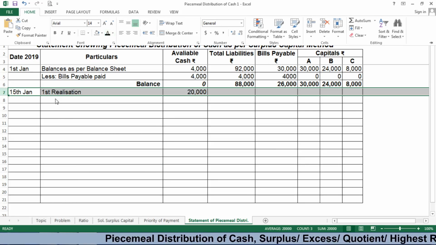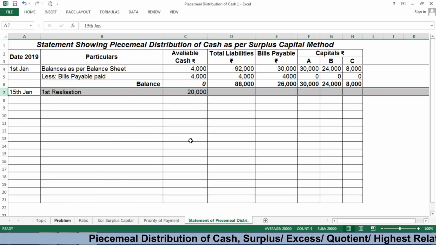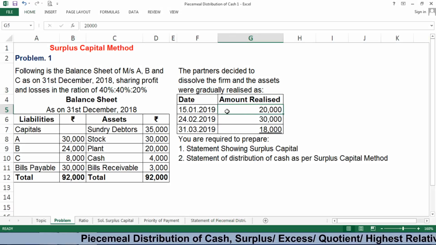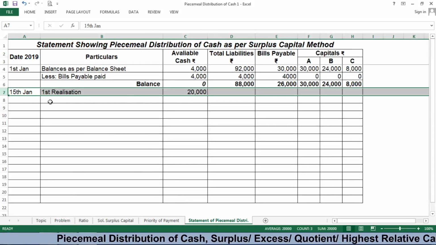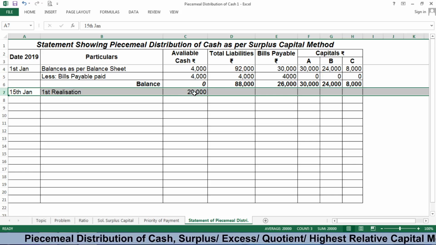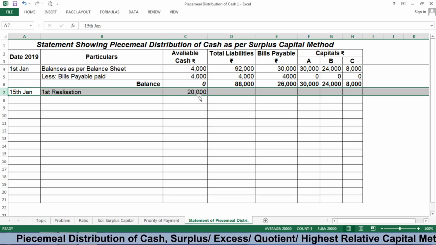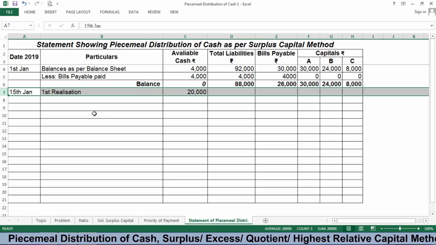On the 15th January, first realization is there of rupees 20,000. Here we got the first realization 20,000 on the 15th of January. So first realization 20,000. Now we have 20,000. We have to pay rupees 26,000 to bills payable, but we have less money. So we can pay 20,000 fully to the bills payable.